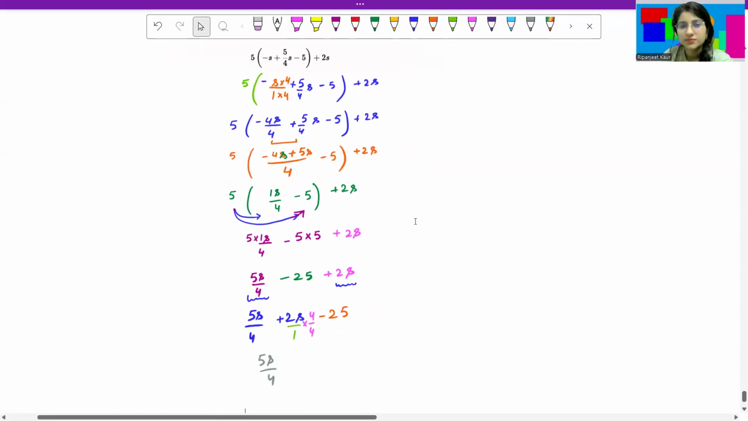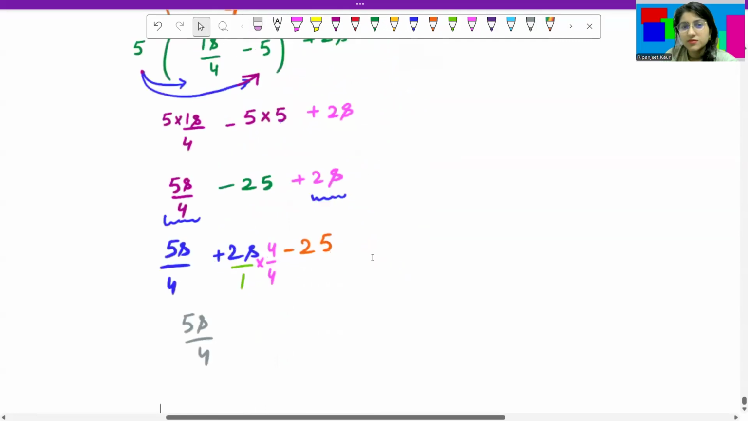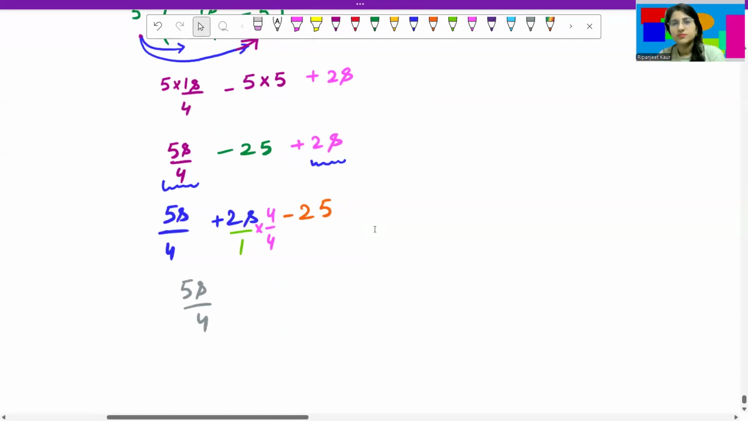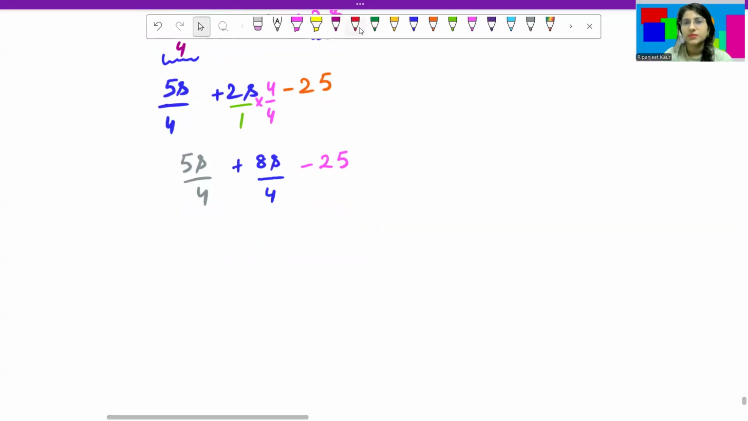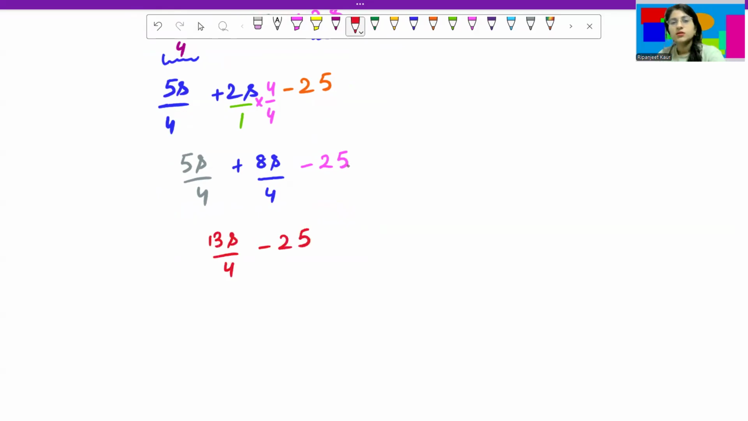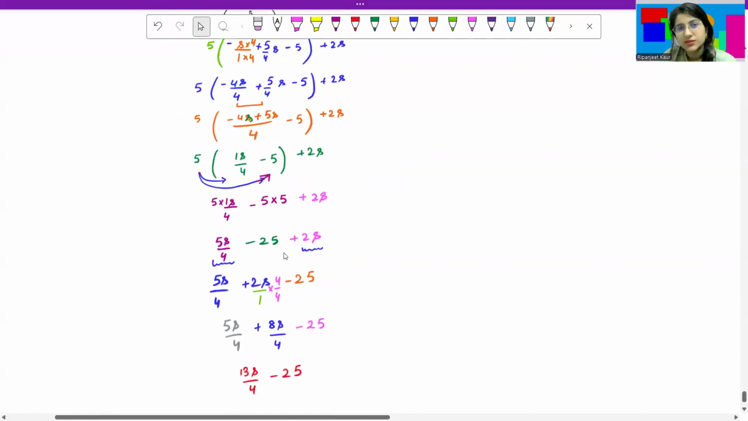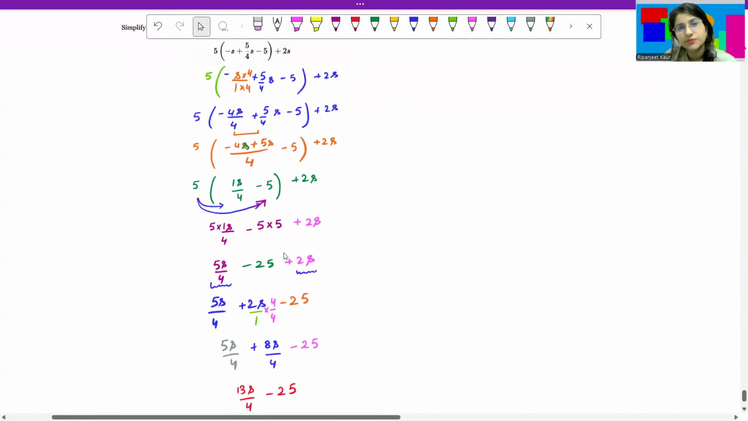And then 5s over 4, 2s plus 1 times 4 over 4 is plus 8s over 4, minus 25. Yeah, that's right. Now that's 13s over 4 minus 25. That's right. It cannot be simplified any further. Perfect. Now, check all the steps. Is it matching? Yeah, everything is matching.